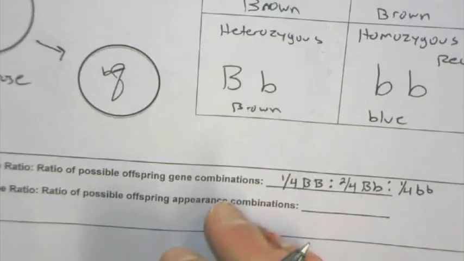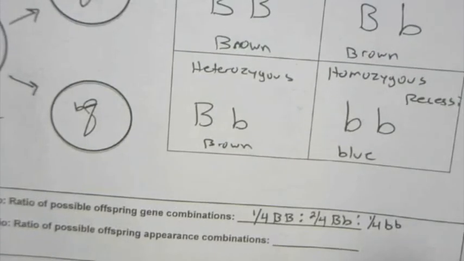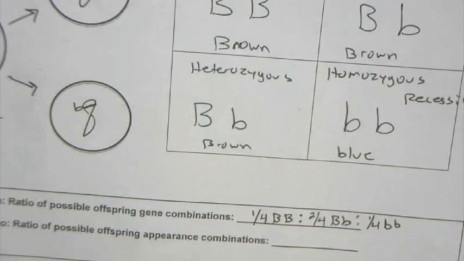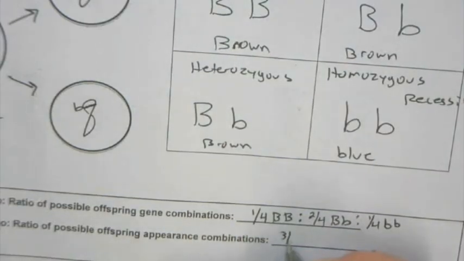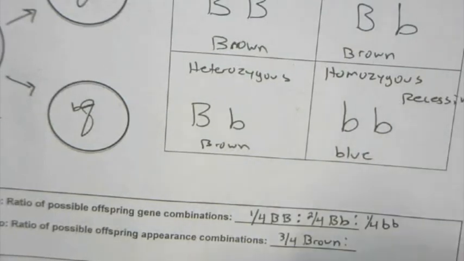The phenotype ratio is asking what the offspring appearance will look like. And so we want to know which offspring will have brown eyes, which offspring will have blue eyes. If we look back at our Punnett square, we can see that 1, 2, 3 will have brown eyes, so 3/4 will be brown, and 1/4 will have blue eyes.